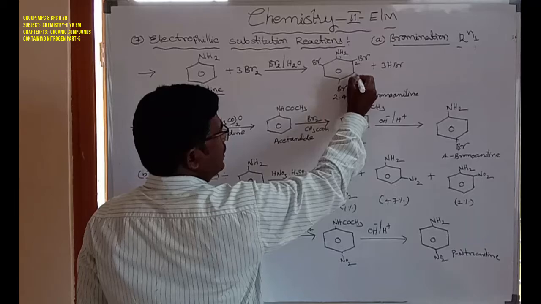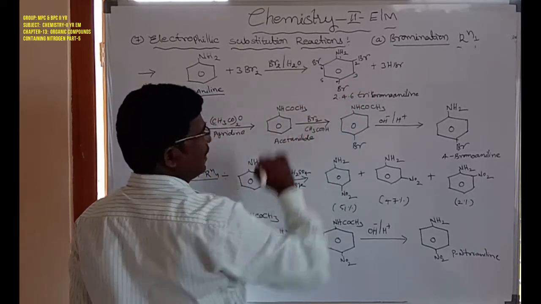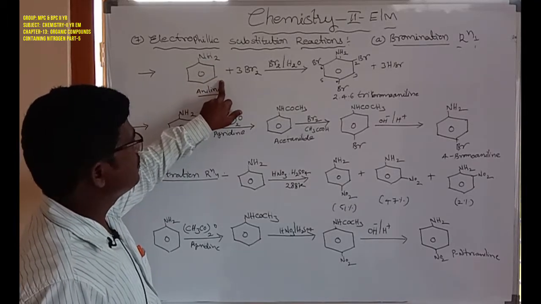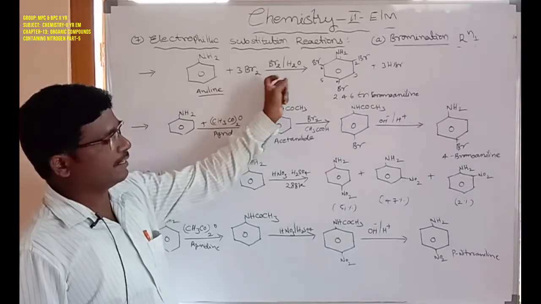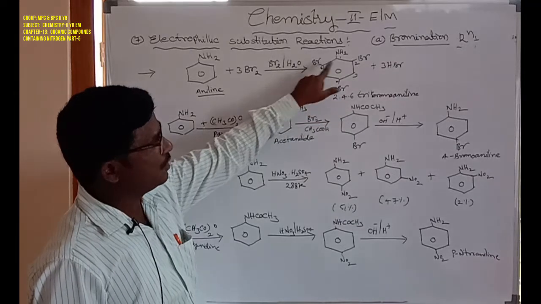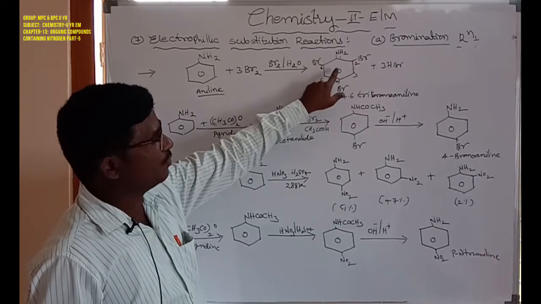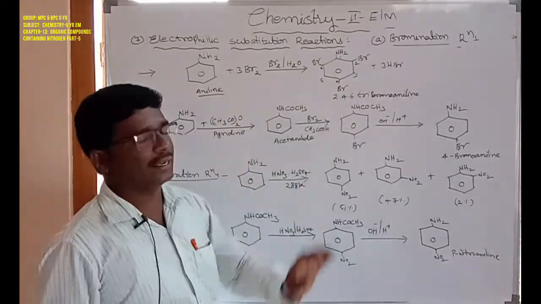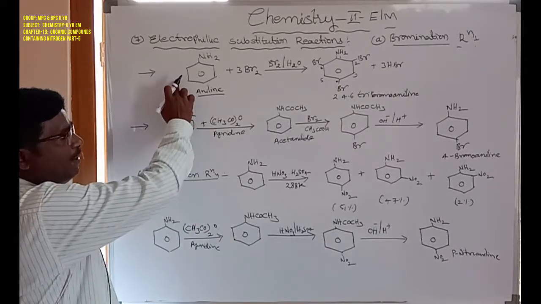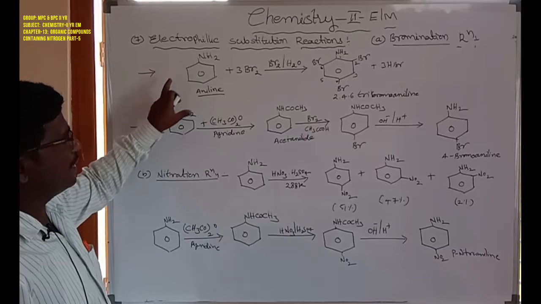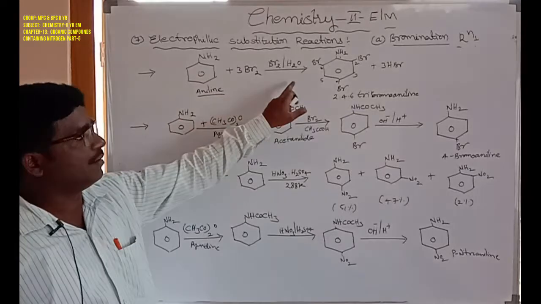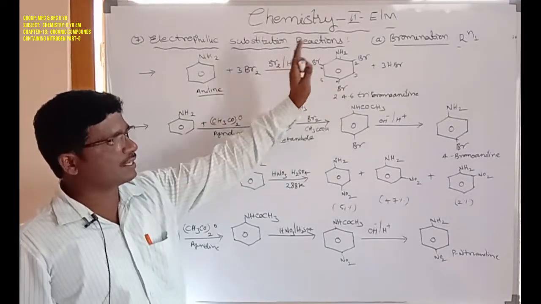1, 2, 3, 4, 5, 6 carbon atoms in this compound. Here the aromatic primary amine is treated with bromine water at low temperature. Then it forms 2, 4, 6 tribromoaniline, liberated with hydrobromic acid, which is also known as a bromination reaction. Aromatic primary amines are treated with bromine water at low temperature, then form 2, 4, 6 tribromoaniline.